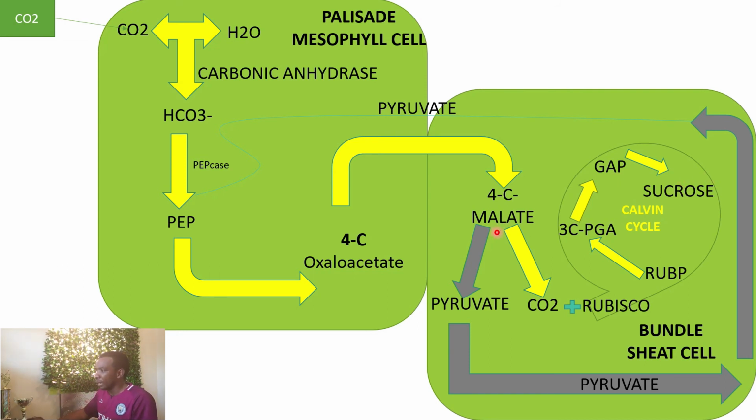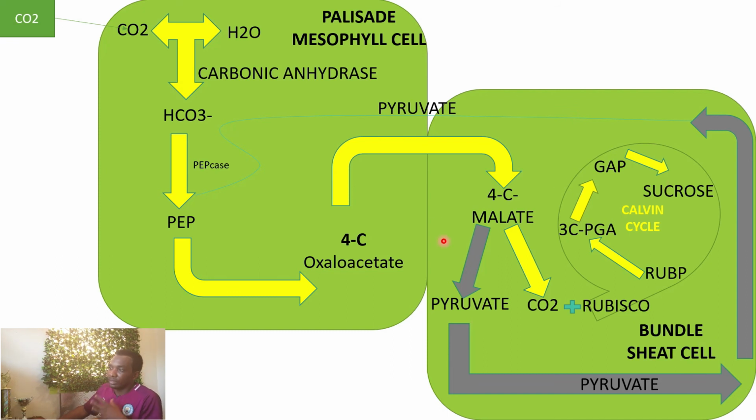Now on the other hand, pyruvate, because remember malate breaks into pyruvate and CO2, it goes back into the palisade mesophyll cell. So when it arrives in the palisade mesophyll cell, it goes through a regeneration process, right? And then it enters back into the cycle where it is further converted back into the 4-carbon oxaloacetate or the oxaloacetic acid, and then enters back into the bundle sheath cell. So it's basically, for the pyruvate, a circulation process.